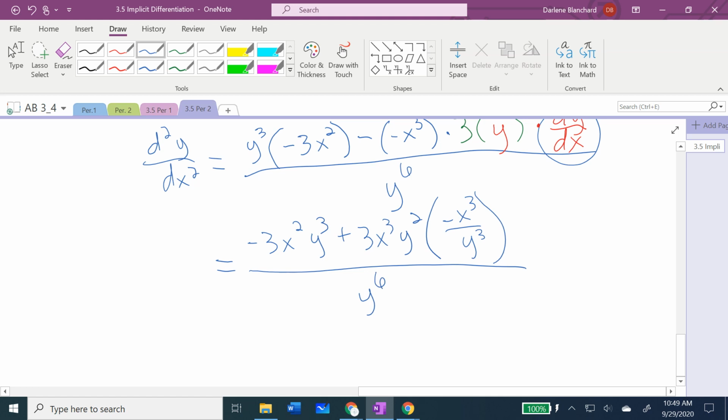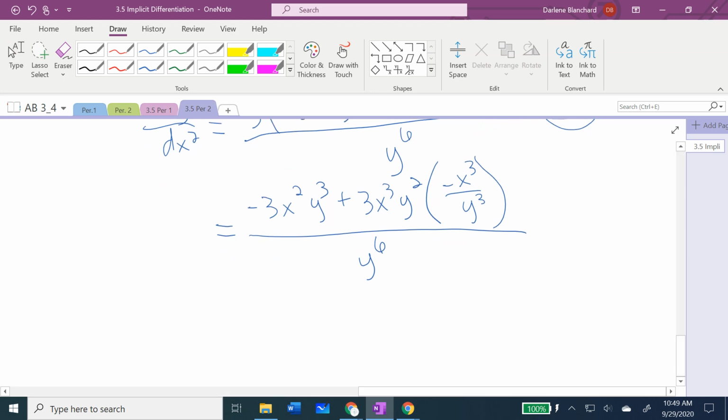Now at this point on an AP exam, you would be considered done once you have found the second derivative of y with respect to x. However, you're probably going to need to simplify it with whatever technique you're using. But that's what you needed to know about taking the second derivative implicitly.